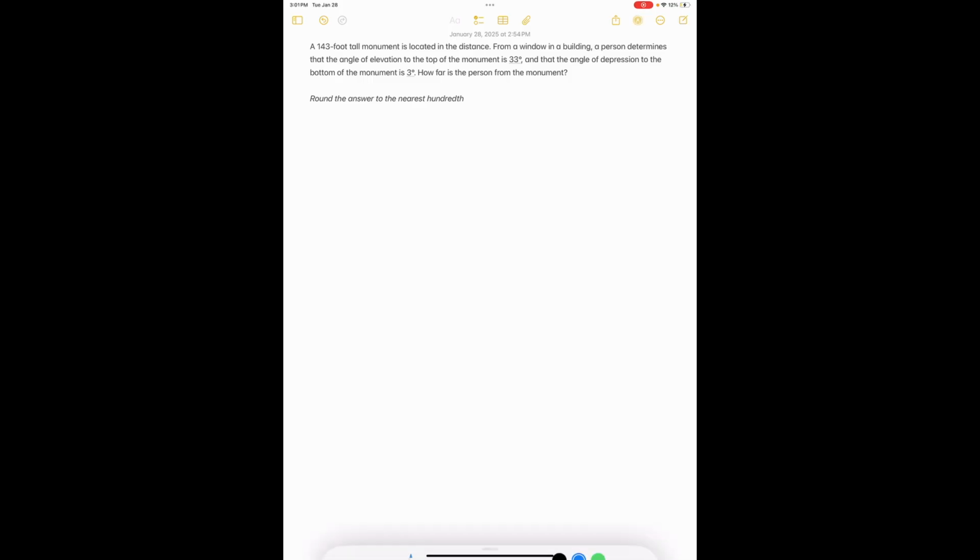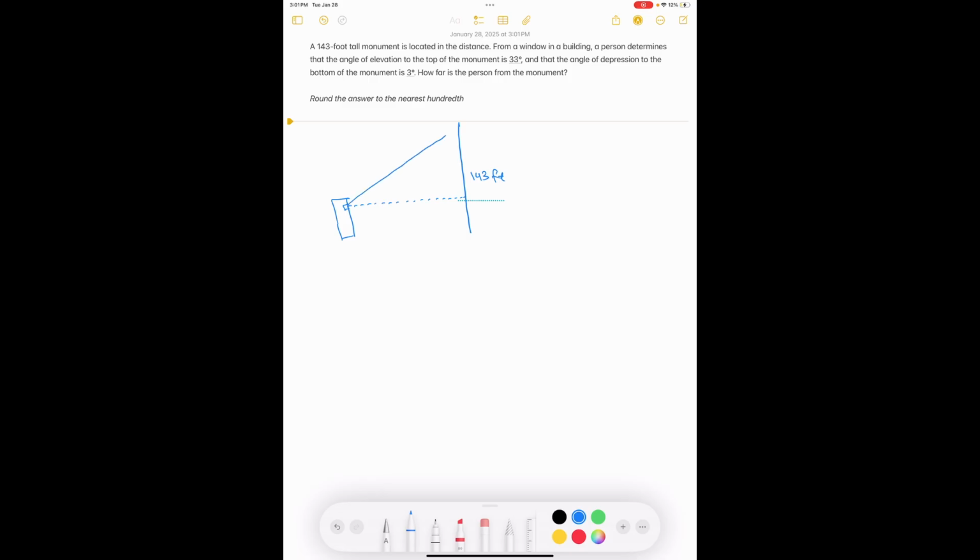So the first step I'm going to do here is to illustrate the building. So here is a monument, and the height of the monument is 143 feet. And here is a building that has a window. And from that window, the person determines the angle of elevation, so I'm going to draw a horizontal line. The angle of elevation to the top of the building is 33 degrees, and the angle of depression to the bottom of the building is 3 degrees. Now, this is not a very accurate drawing, but you get the gist hopefully.